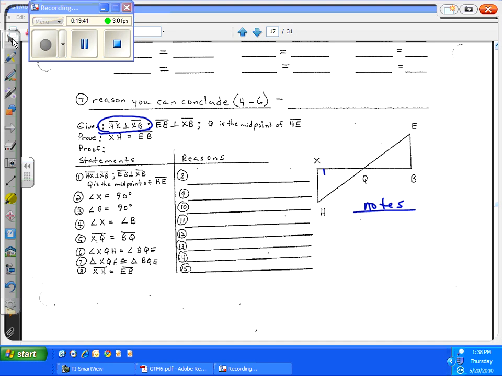It says HX is perpendicular to XB. Perpendicular lines intersect to form equal adjacent 90-degree angles. To show that that's perpendicular, we mark that that's 90. And so we could say angle x is equal to 90 degrees, reason definition of perpendicular. And if I'm going to say definition of, then I need the word, and so I'm going to say HX is perpendicular to XB, reason given.